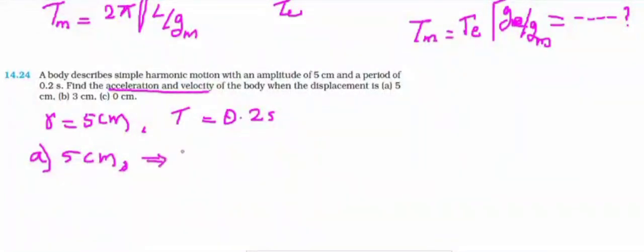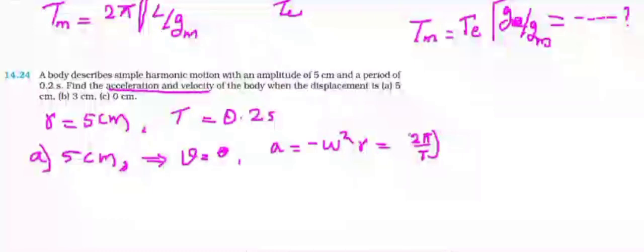At the extreme position, velocity is equal to 0. Acceleration is equal to minus omega square r. Omega is not given, but time period is given. So omega is 2 pi by T, the whole square into r. The quantities are given, so you can calculate the value of acceleration.